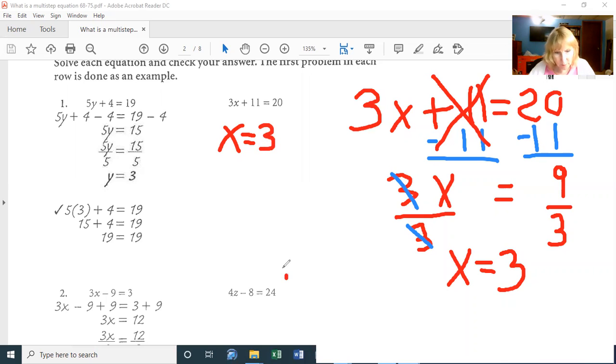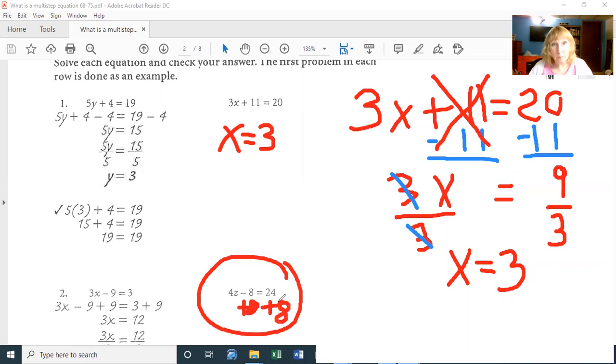Notice that in the one right below this, you have a subtraction of 8. So your first step is going to be to add 8 to both sides. I'm not actually going to do that problem with you, but I just wanted to show you that's going to be your first step. So always check to see if you're subtracting a number or adding a number, and you do the opposite. Okay, so let's clear.